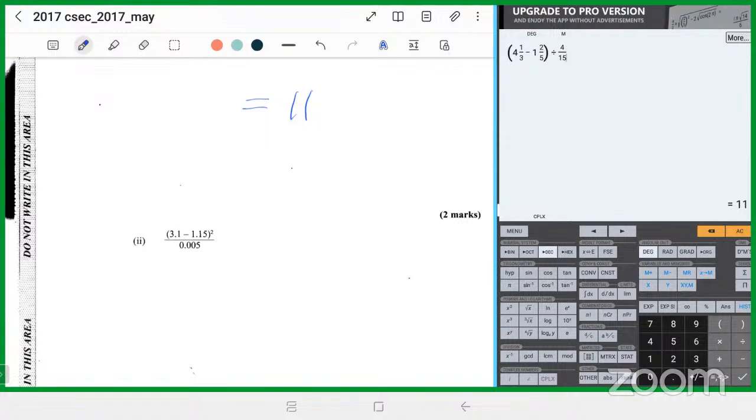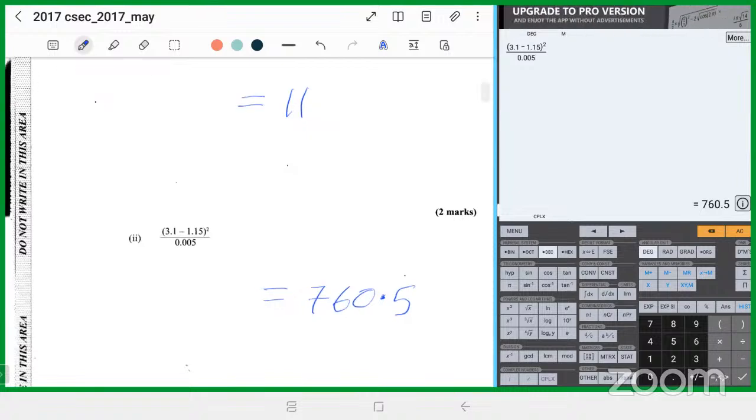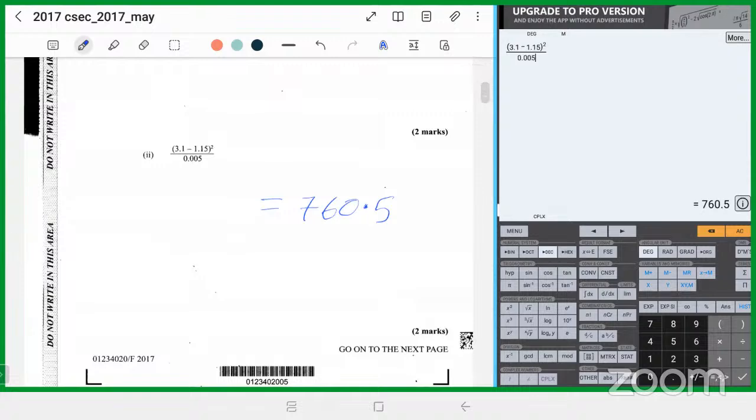All right, let's go. Next one is for us to enter this one in the calculator. So let's clear the calculator, make sure you clear it fully. And we're going to enter it exactly as it appears there. So it's an open bracket, 3.1, then we're subtracting 1.15. Close that bracket. Square that overall thing. And then we're dividing that by 0.005. And that works out to be 760.5. 2 marks for that as well. All right? So you're going 4 marks already at 25.